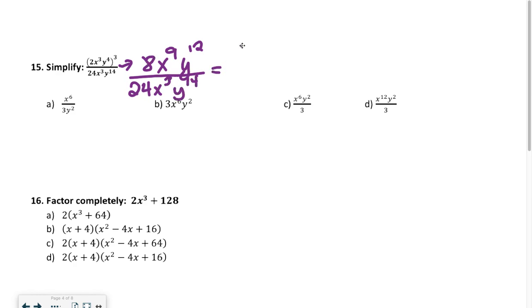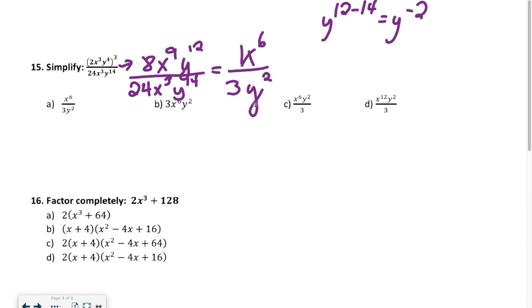8 and 24 reduced to 1/3. You know that if you look at all your choices, you can see that there is a 3 involved. X to the 9th over x to the 3 is x to the 6th. Y to the 12 and y to the 14. So remember, when you get a negative exponent, you place it in the opposite part of the fraction to make it positive. The correct answer here is x to the 6th over 3y to the 2nd. Choice A.